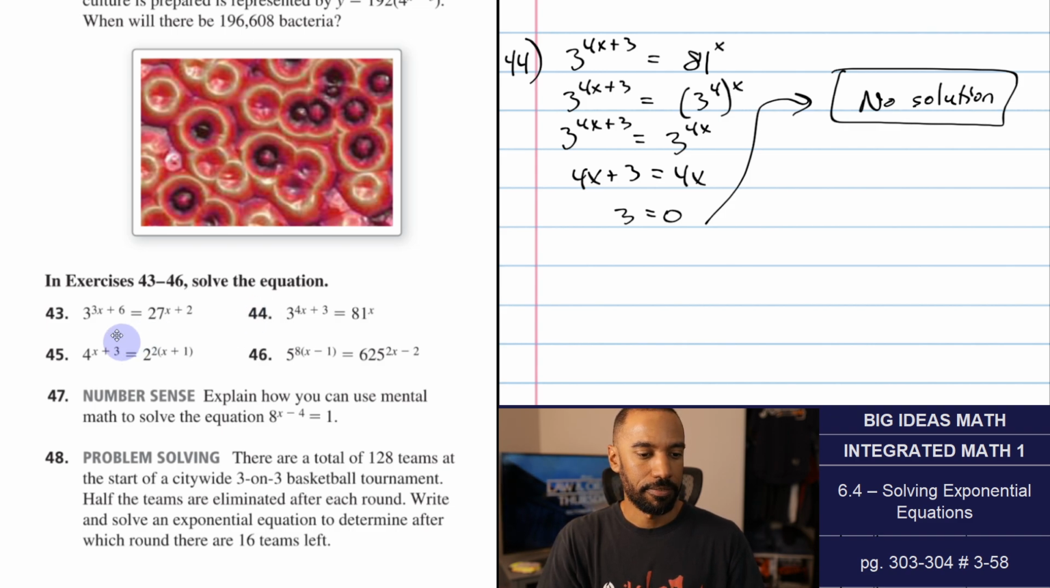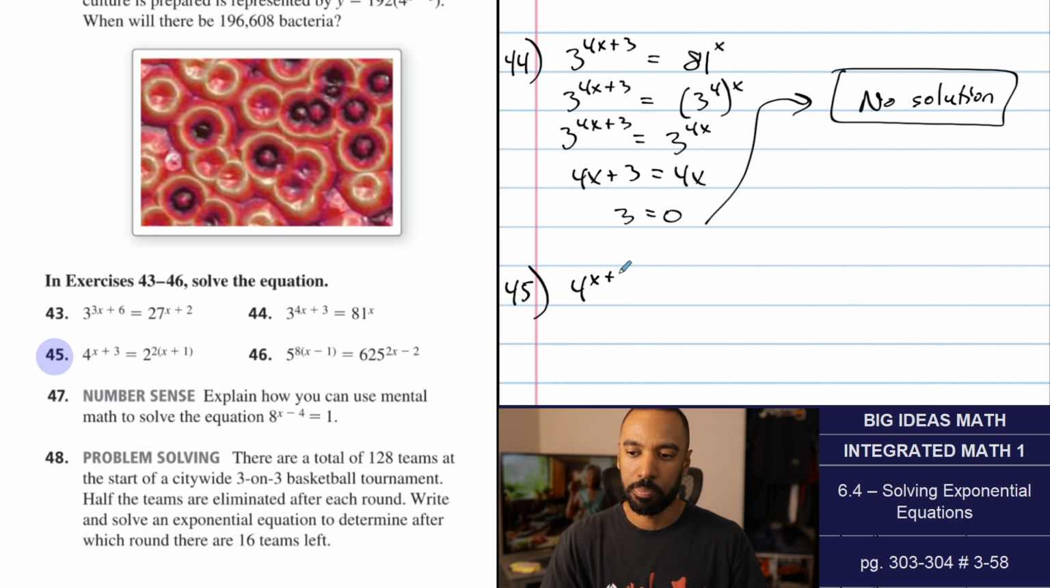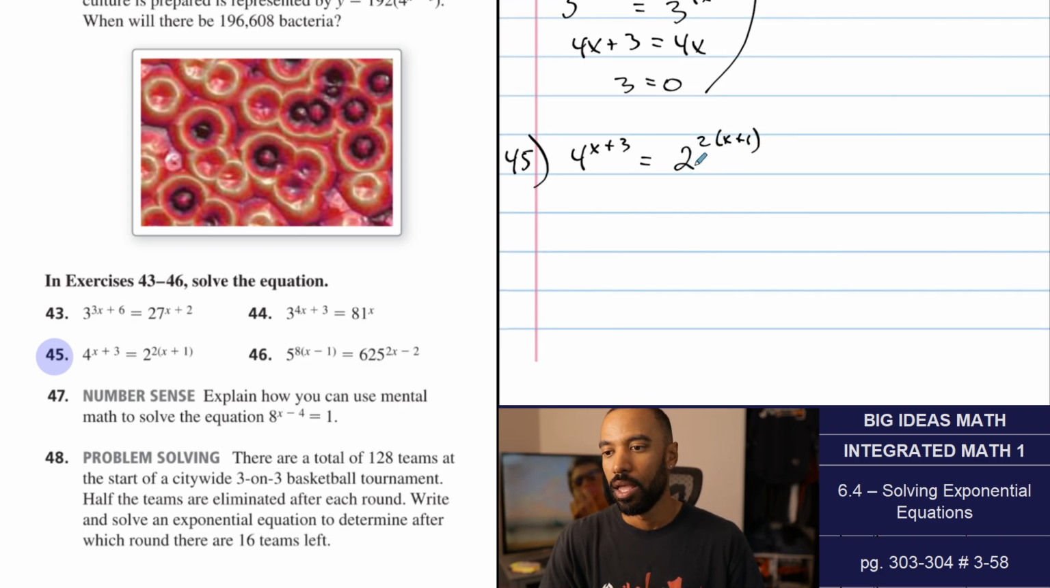Number 45. I wonder how I want to represent this one. But number 45, because I have an easy version for myself: 4 to the x plus 3 equals 2 times 2 to the x plus 1 power. Equals 2 to the 2 times x plus 1 power, excuse me.